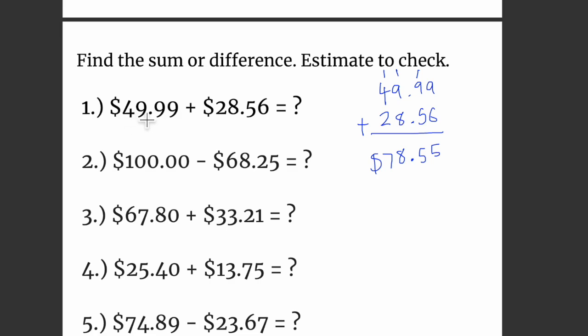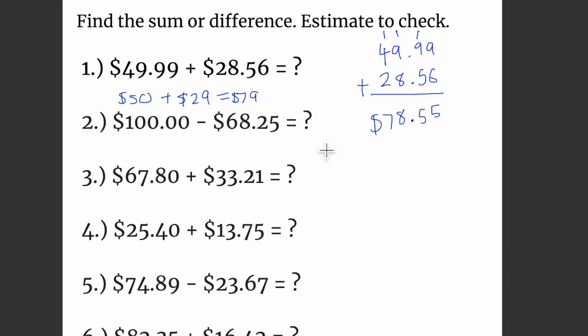And we can check our answer by rounding this to the nearest dollar. So 49.99, the nearest dollar is $50. Then 28.56, the nearest dollar is $29, because the 5 rounds up, and that's equal to 79. So the rounded answer is close to our actual answer, so our actual answer must be correct.